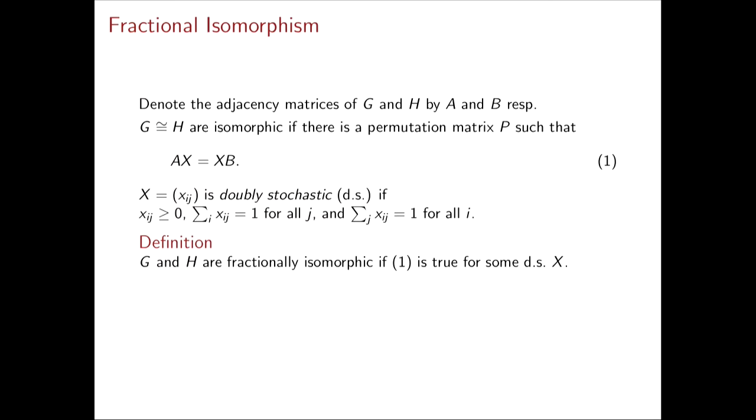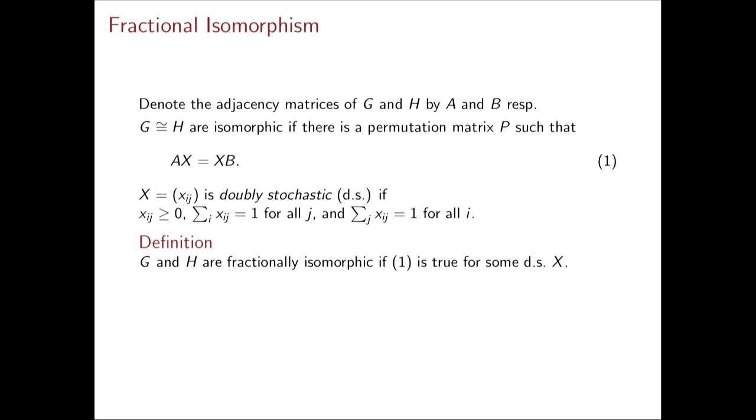You put zeros elsewhere. And if there is a permutation matrix P such that AP equals PB, then A and B are isomorphic. I should have written P and not X. On the other hand, if you relax it and say that I only want X to be a doubly stochastic matrix, I don't care whether it's a permutation matrix or not, I drop the integrality constraint from X, then you say that G and H are fractionally isomorphic.